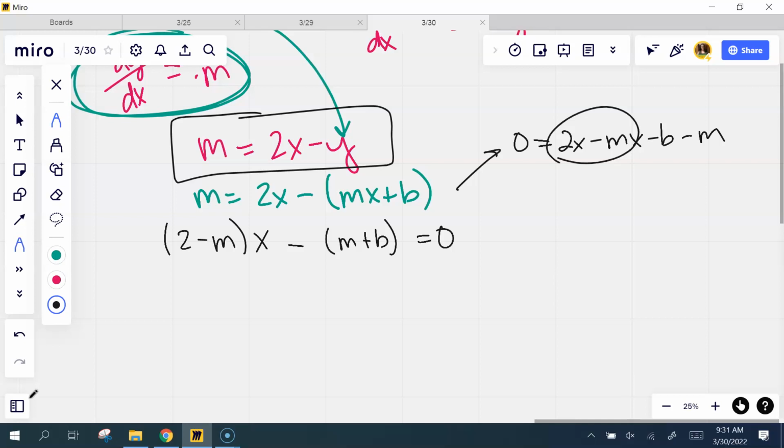Okay, so let's see. x times (2 minus m) minus (b plus m). So we're trying to find out what the values of m and b are.